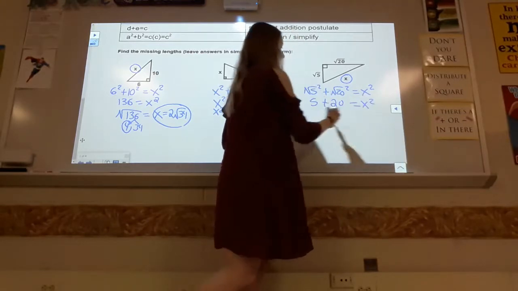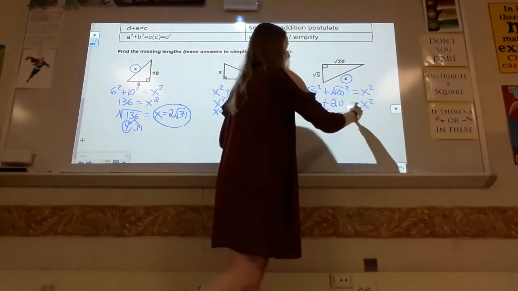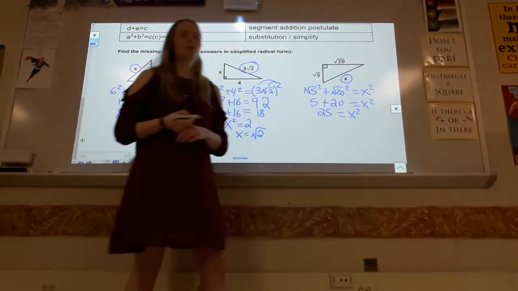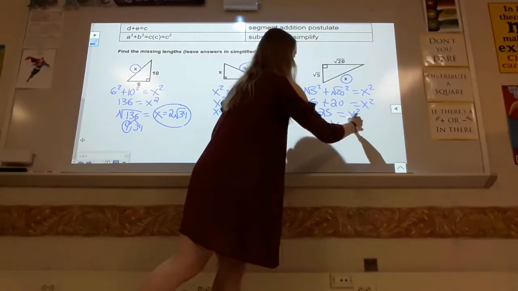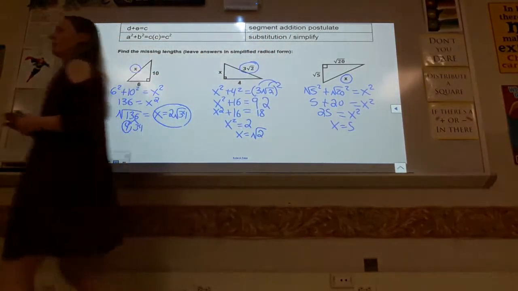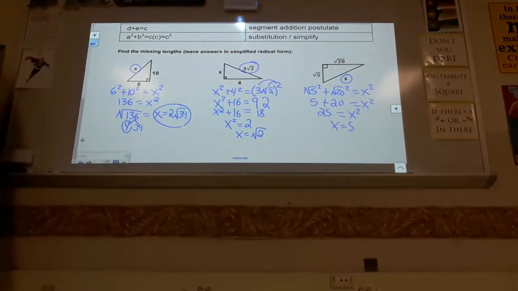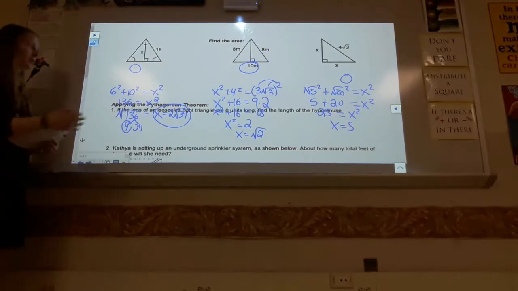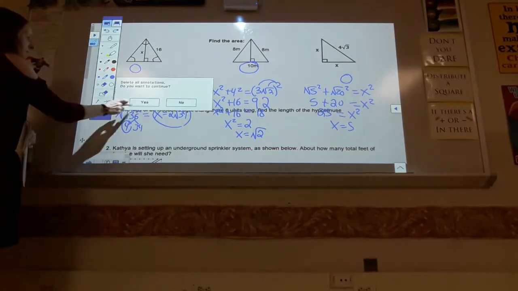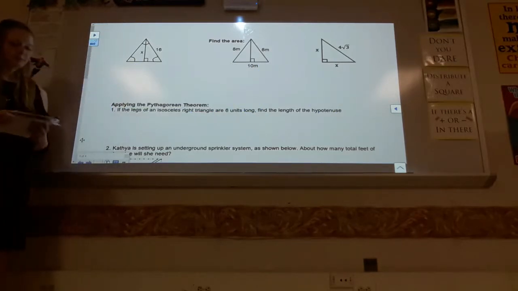So those two numbers, when you add them together, is 25. So I have 25 is equal to x squared. So what would the value of x be? 5. Alright, so this is how we use the Pythagorean theorem. You just have to remember the properties of squares, like square roots. When you're squaring them, you have to remember how to work with those. So just be careful with that.